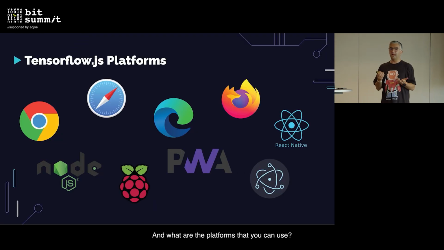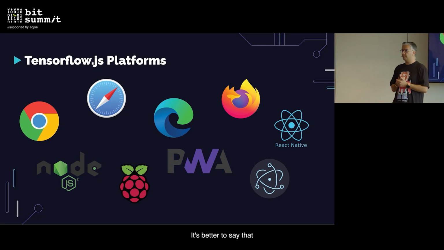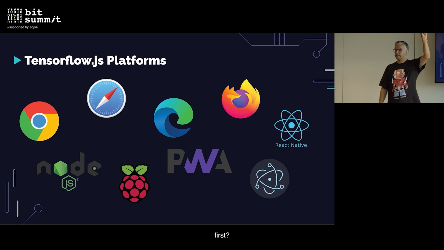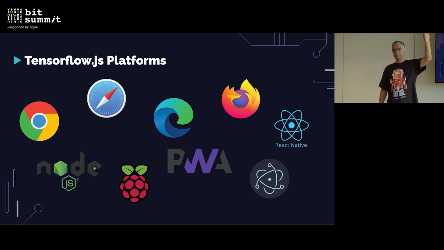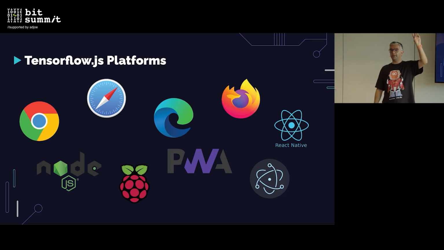And what are the platforms that you can use TensorFlow on? It's better to say, what are the platforms that JavaScript can run on. First, browsers. Second, the Node.js backend. Third, you're free. Yeah, totally correct. Raspberry Pi. Raspberry Pi is IoT. Fourth, your mobile phones. Yeah, and we have a fifth as well. Any guesses?